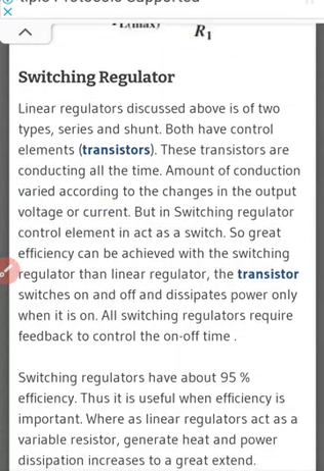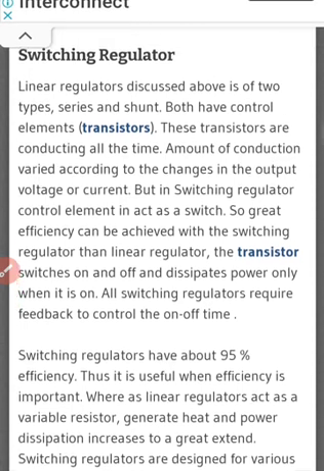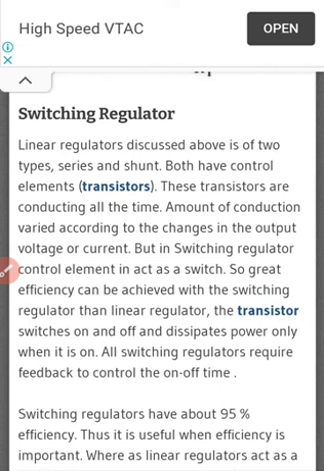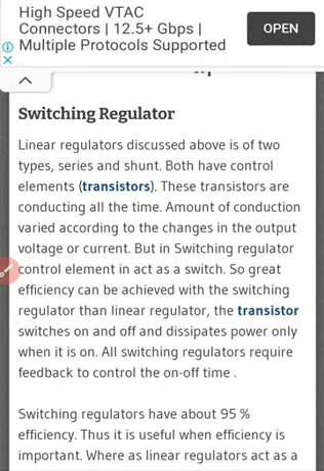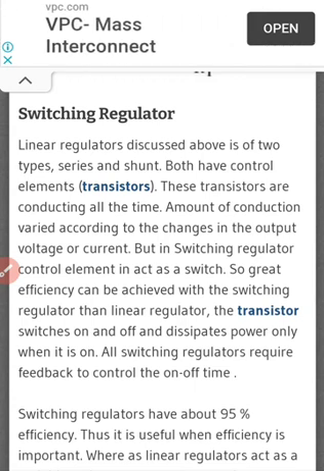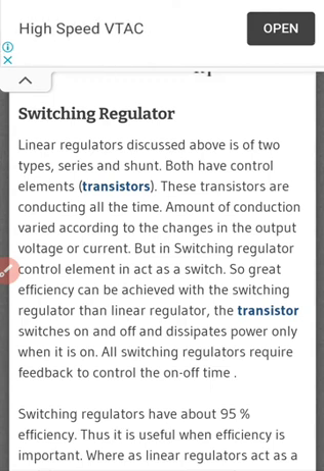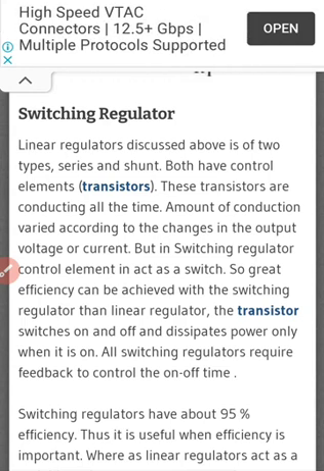Now comes the switching regulator. As you can see, in the previous parts we discussed the series connection, the shunt connection, and the parallel connections. Both have the transistor as their element. These transistors are conducting all the time, obviously, because they have the function all the way. The amount of conduction varies according to changes in the output voltage or current.